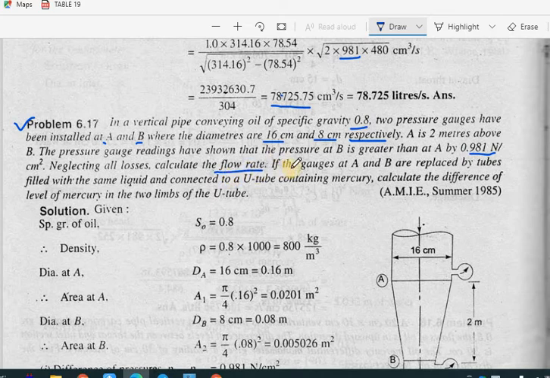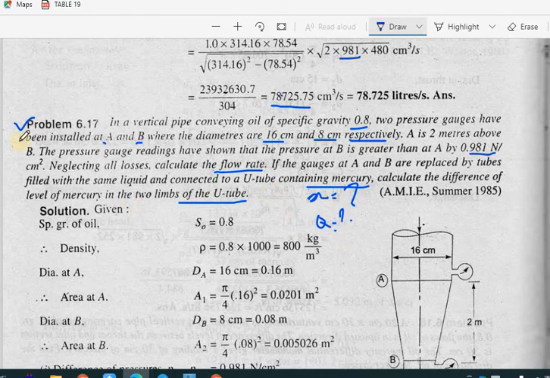If the gauges at A and B are replaced by tubes, there is another condition, so this will be in two cases. First case one, and then case two. It is saying that if the gauges at A and B are replaced by tubes fitted with the same liquid and connected to a U-tube manometer containing mercury, calculate the difference of level in the mercury level of the two limbs of the U-tube. So I think we need to calculate the value of X in the second case. In the first case, we need to calculate the discharge.